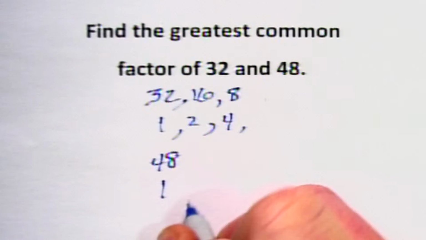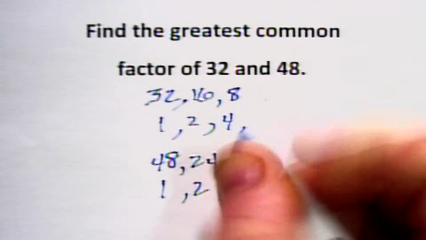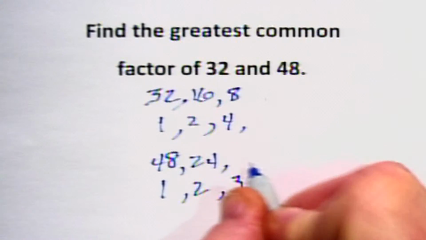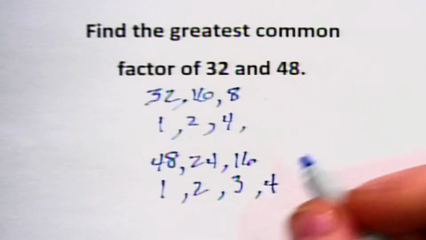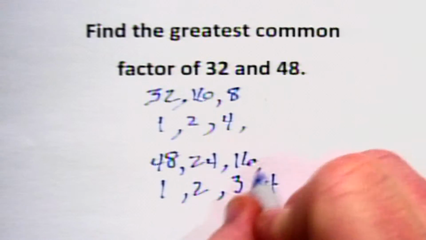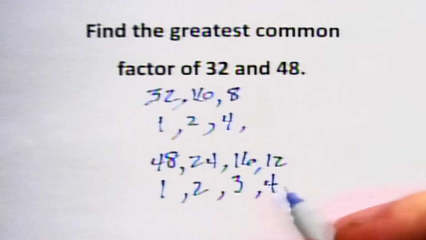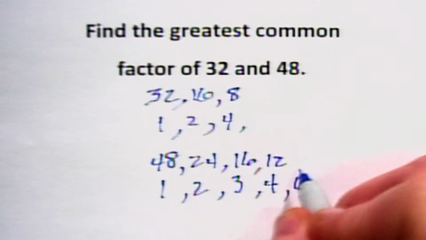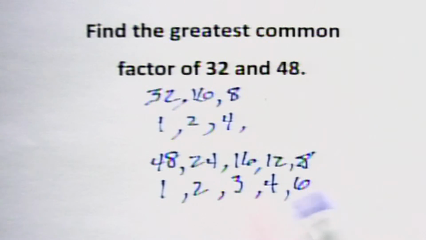48 times 1, 2 times 24. 3 does go into this one, right? 3 would go 16 times. Looks like 4 is going to go into it 12 times. Does 5? No. Does 6? Yes, you know that 6 does because 2 and 3 both go into it. And 6 would go how many times? 8 times. Okay, so let's take a look here.